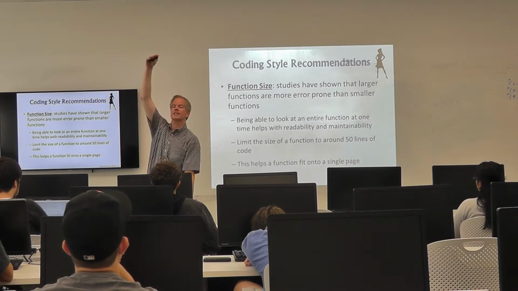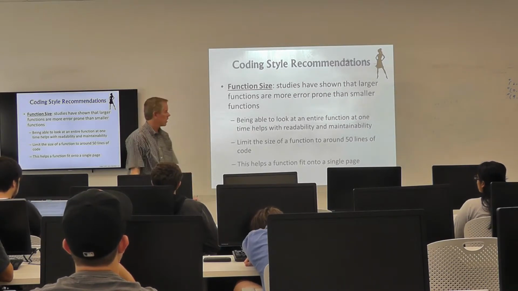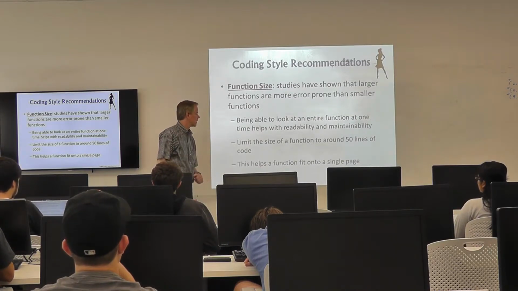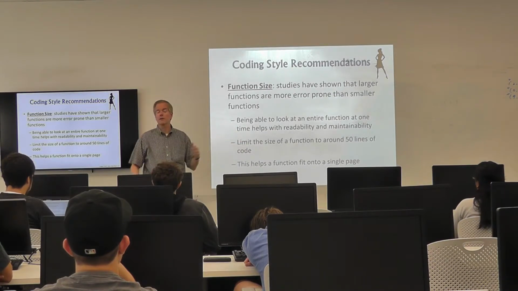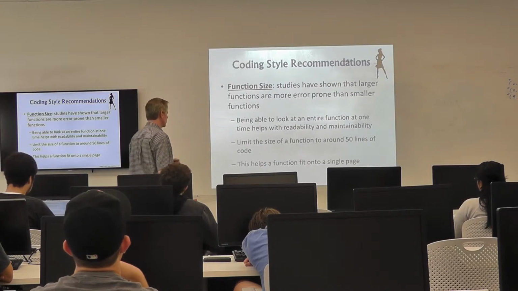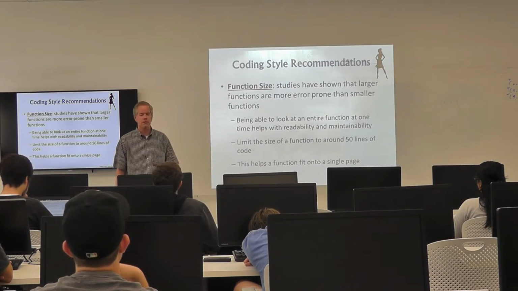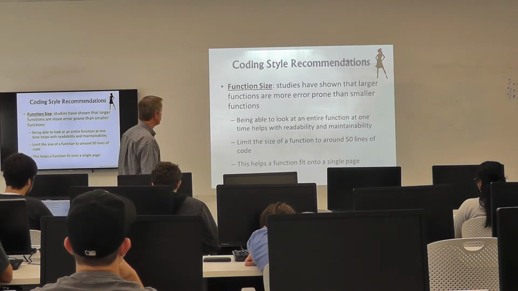If you have a function that extends over multiple sheets of paper, you probably made that function too long, and that's not good, okay? Because what they found is that longer functions generally have more errors in them. So about 50 lines of code, which turns out to be about the number of lines you can fit on a sheet of paper, is how long each function should be. It just makes it a lot easier when you're going to debug your program.